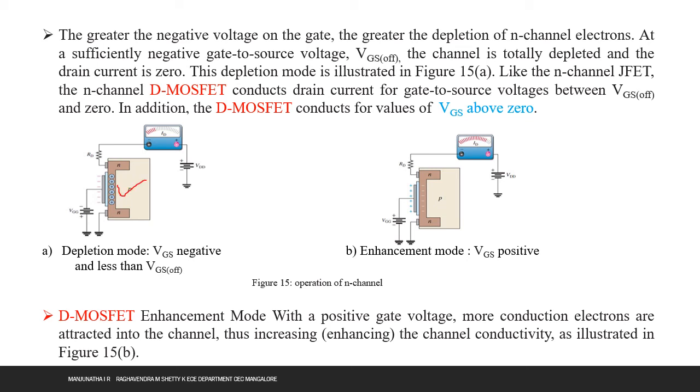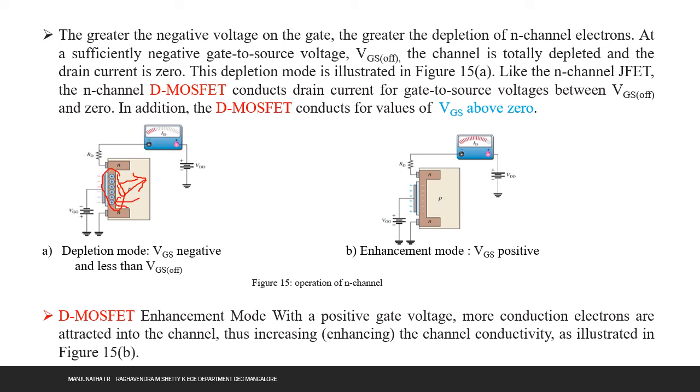So the N channel already exists. If I want to make this device an N channel, enhancement mode means I want to elaborate this channel width. If I want to make this device operate in the depletion mode, it means I want to decrease this channel width.